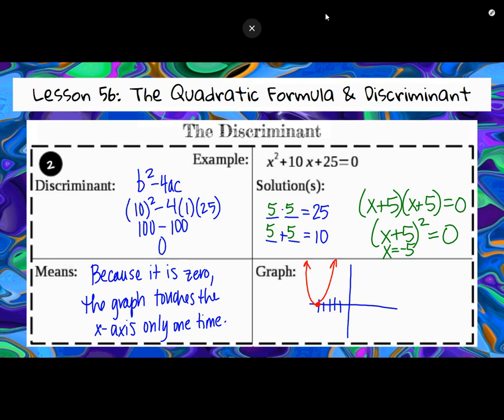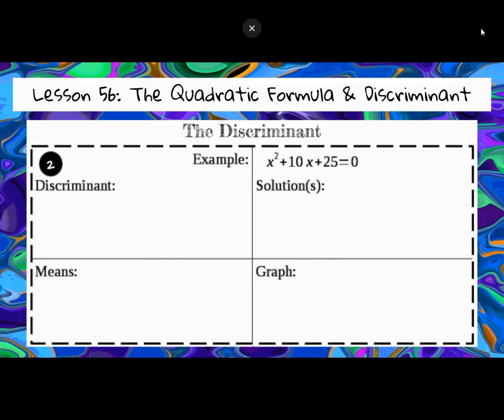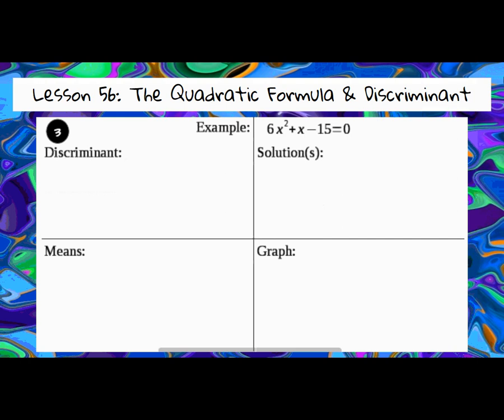Okay, let's look at another one. So here we go. We've got 6x squared plus x minus 15 equals 0. And so we're going to look at the discriminant. Now, just like earlier in yesterday's lesson, if it doesn't already equal 0, you do have to move everything to the same side. So don't think that you don't have to do that. B squared minus 4ac.